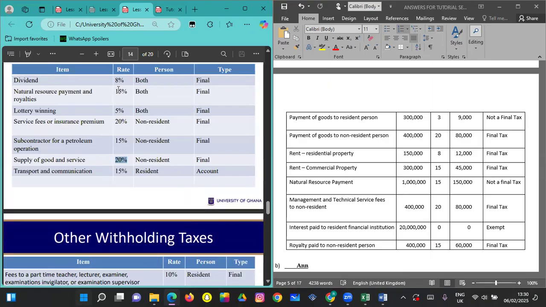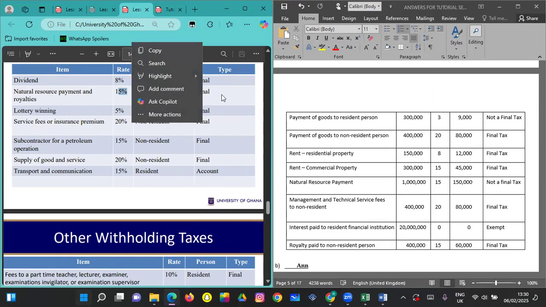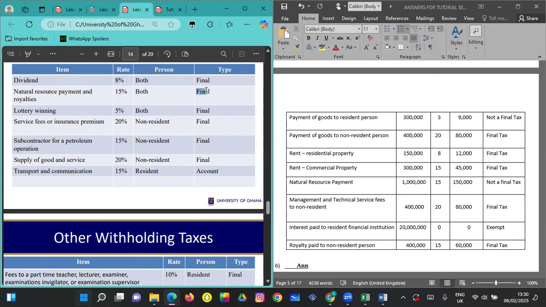Natural resource payments, 15%, and it is final. Okay, I've made a mistake here. The final tax. Natural resource payment is 15%, and then it's final.